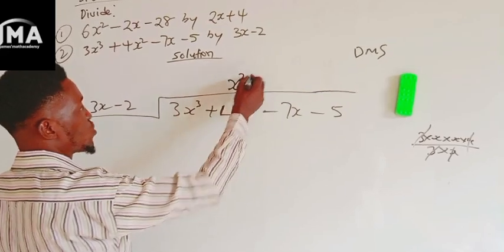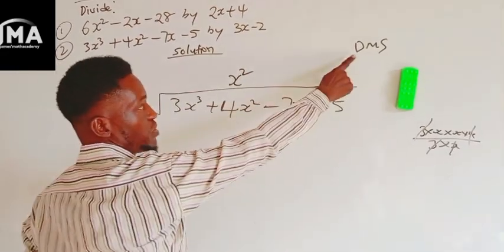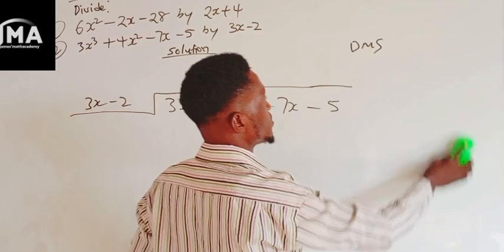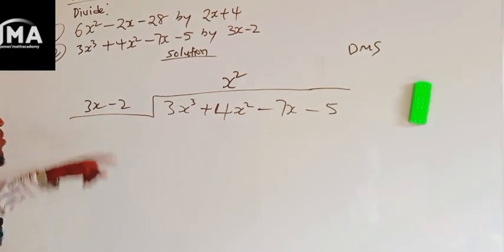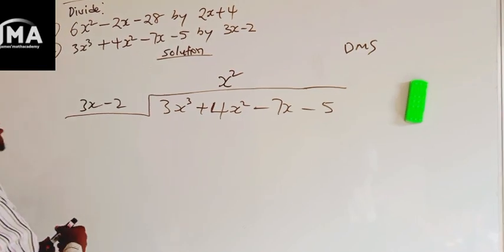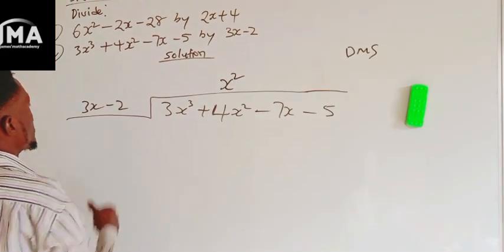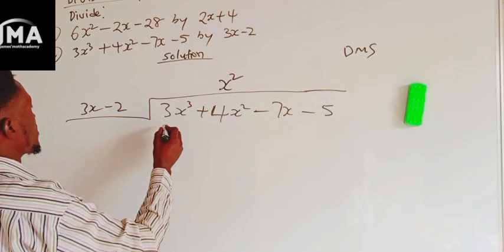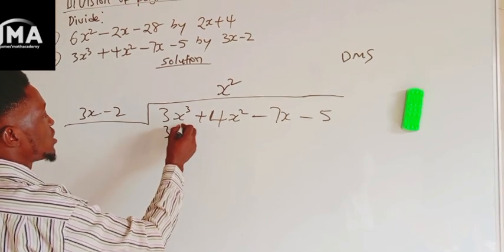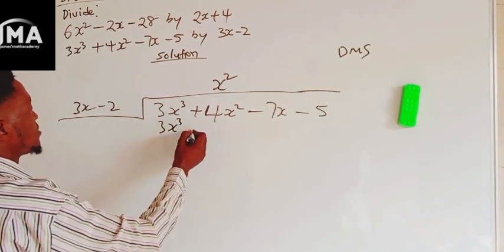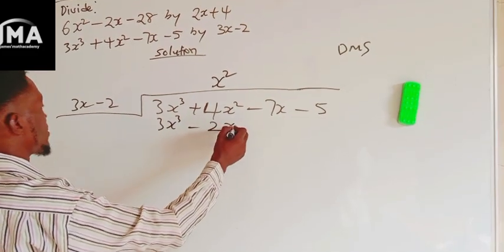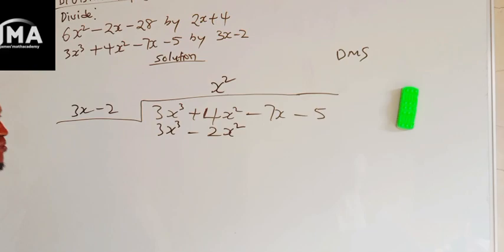It is s squared, isn't it? So we are done with the division. Let's go to the multiplication. In the multiplication, you're going to multiply all these terms together. So 3s squared times 3s is going to be 3s cubed. S squared times minus 2 gives us minus 2s squared, isn't it?